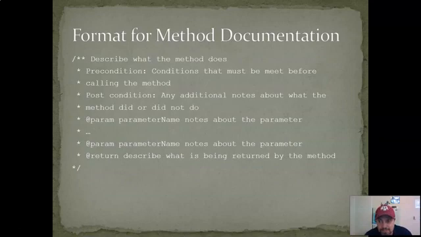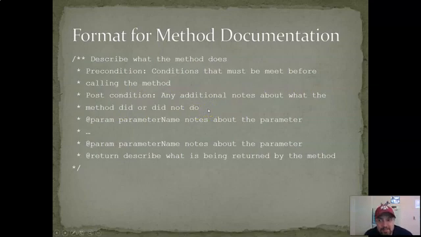Format for method documentation. Notice it's got 2 stars up here, denoting that this is a method doc and not just a normal block comment. Describe what the method does. Then you can list some preconditions to calling the method if you choose. We can also list those in other places. Preconditions are conditions that must be met before calling the method. Post condition: any additional notes about what the method did or did not do.